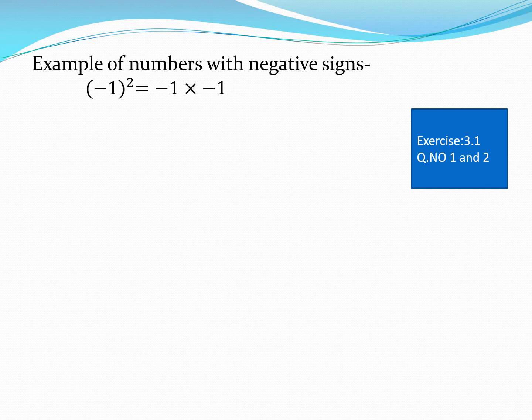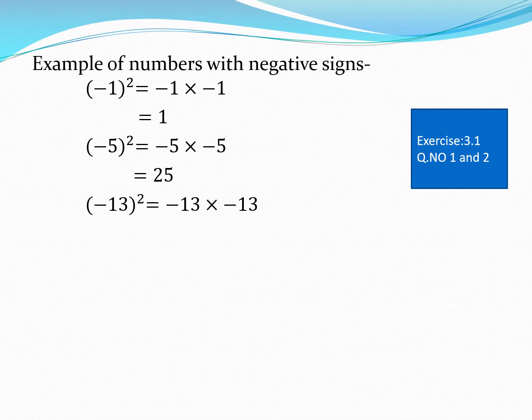If somebody asks you to find out square of minus 1, you will write it as minus 1 whole square equal to minus 1 into minus 1. You will get answer as plus 1, as we have already studied in previous classes that minus into minus is plus. Take another example, minus 5 whole square equal to minus 5 into minus 5. You will get answer as plus 25. Minus 13 whole square equal to minus 13 into minus 13 equal to plus 169. So whenever you are squaring a negative number or a number with negative sign, the answer you will get is positive.